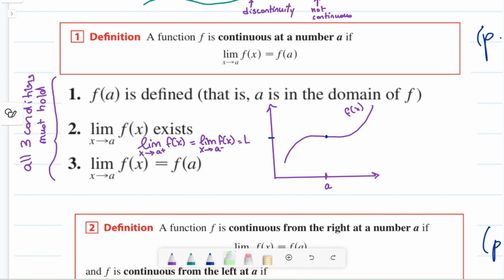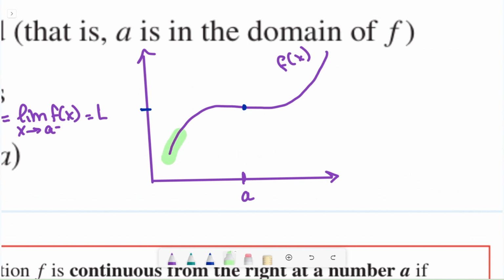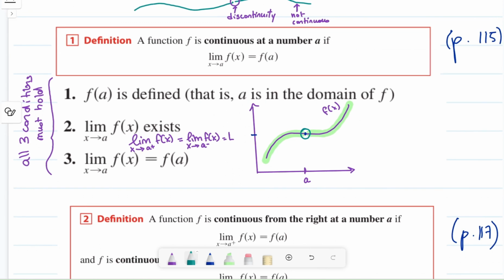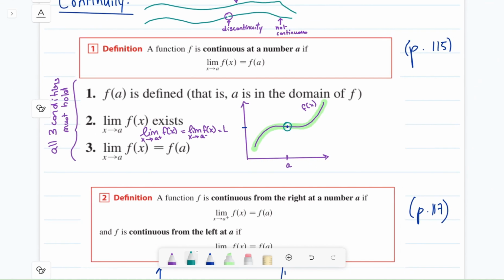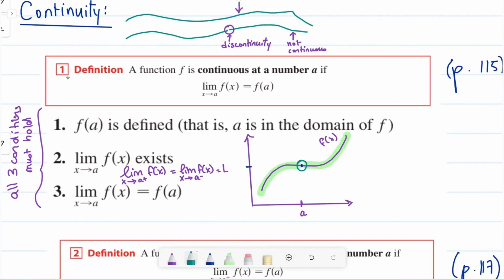Now the third condition is that the limit of f of x as x approaches a equals f of a. And as we just saw, as we approached a from both sides, the point that we reached right here is f of a. So this third condition also holds. And this is when we say that this function f of x is continuous at point a.